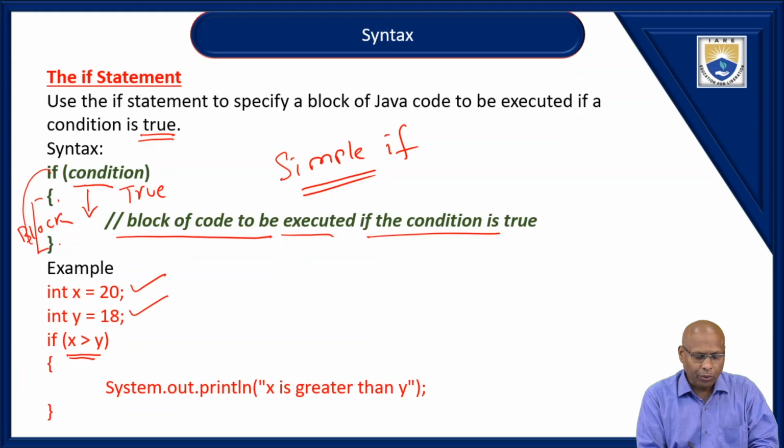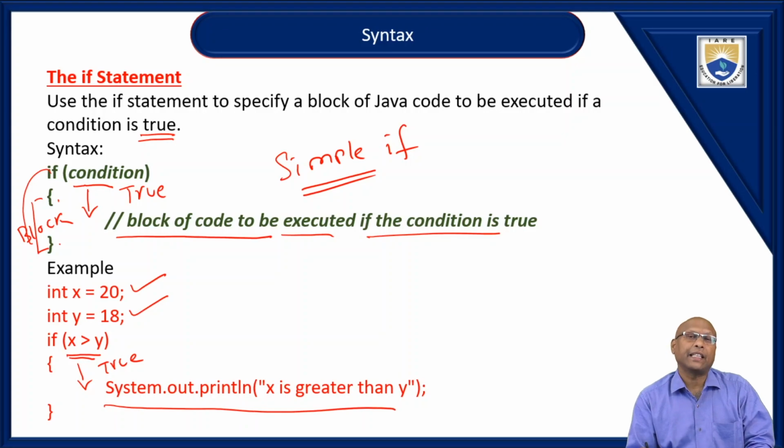x value how much? 20. y value how much? 18. 20 is greater than 18? Answer is true. True means control comes here. Then it prints x is greater than y. So that means this statement will execute if the condition is true.